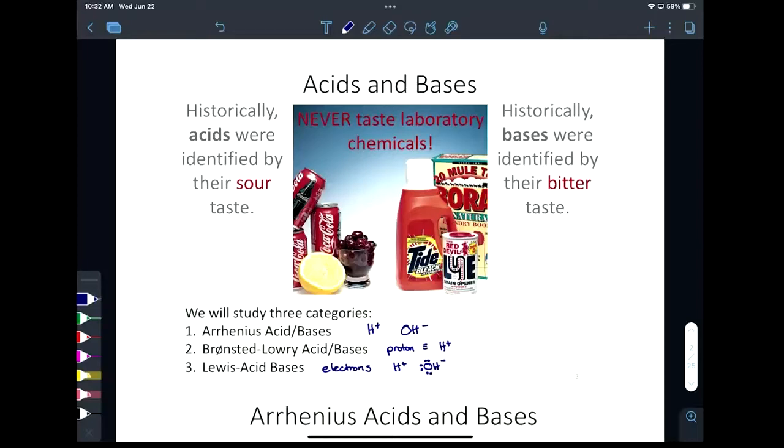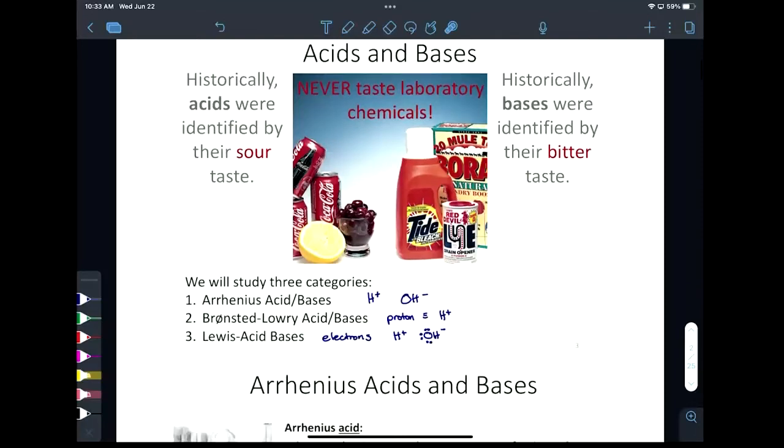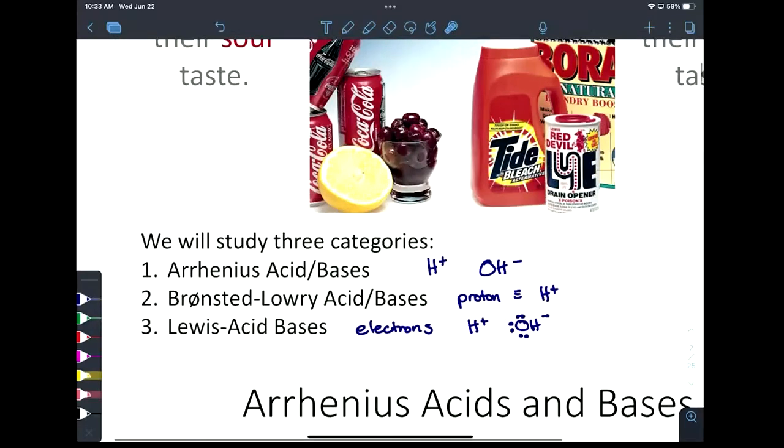Historically, when they identified acids, they tasted sour. Bases were identified as bitter. Obviously never taste chemicals in lab, but looking at the substances that we interact with in our everyday life, some of them are acids, some of them are bases. It all has to do with the composition that they have. These are the three categories that we will study in the next coming slides. This is basically a summary of what these different theories look at.